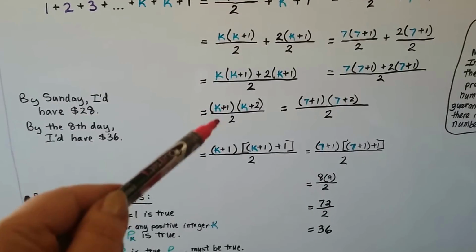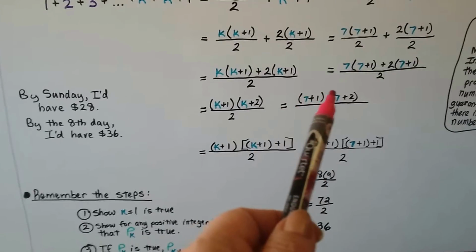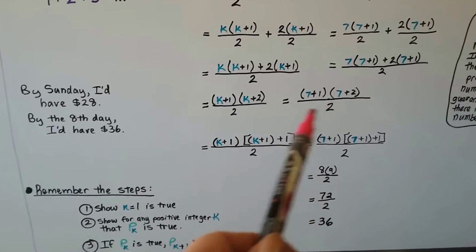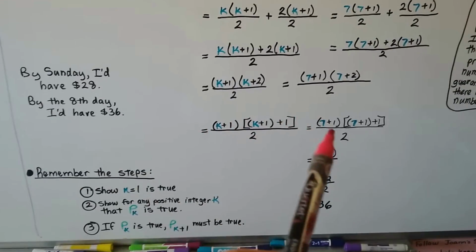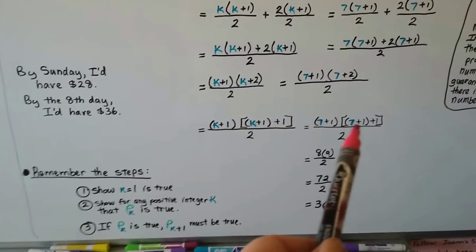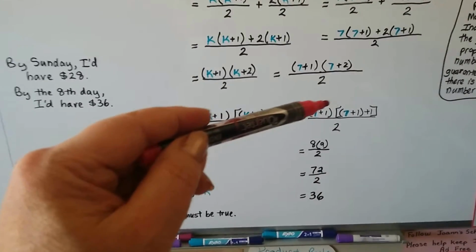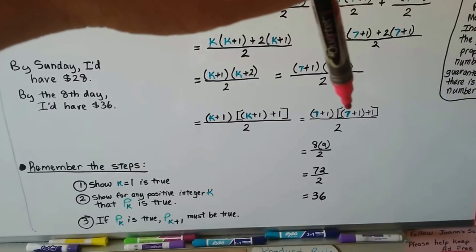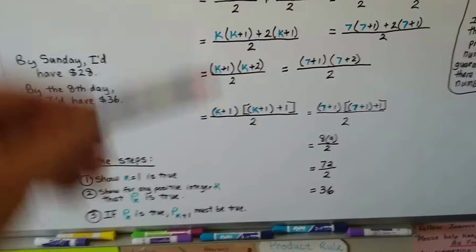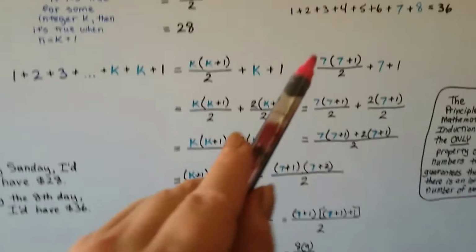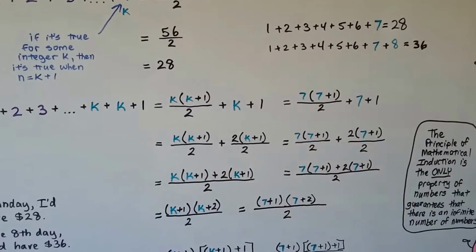This becomes this. With the 7s in it, we have an 8 times a 9 divided by 2. See that? Do you see what's happening? If I put the 7 in place of the k, does it make sense? That means we have 8 times 7 plus 1 plus 1 would be a 9. 8 times 9 is 72. We divide it by 2, we get a 36. And that is what happens when we add the 8th one, the number 8 for the next day.